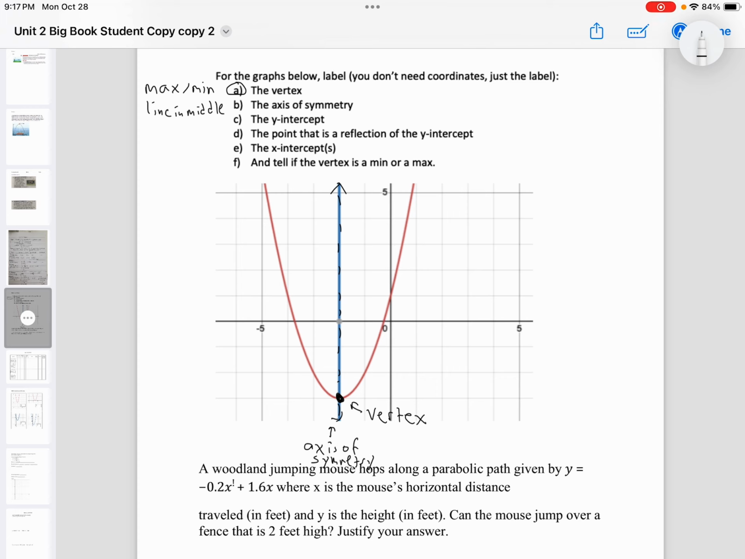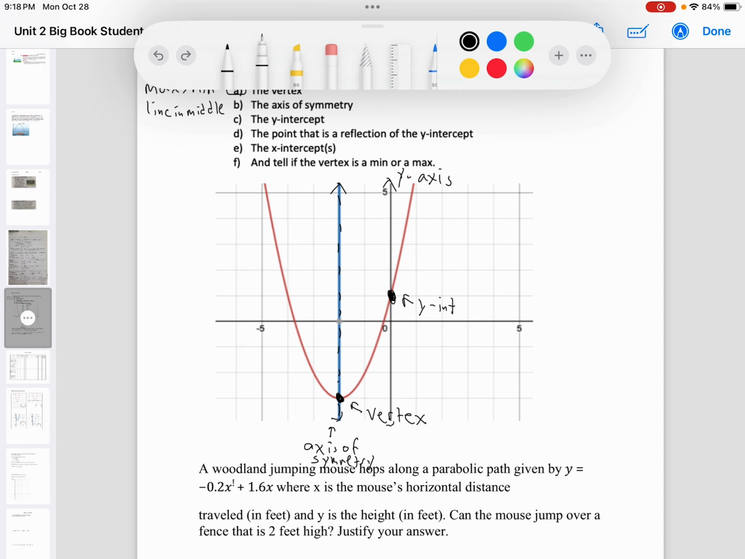Okay. The y-intercept is where the graph crosses the y-axis. So this right here is the y-axis. And where our graph crosses the y-axis would be at this point right here. It's where that red curve crosses the y-axis. So this right here is the y-intercept.